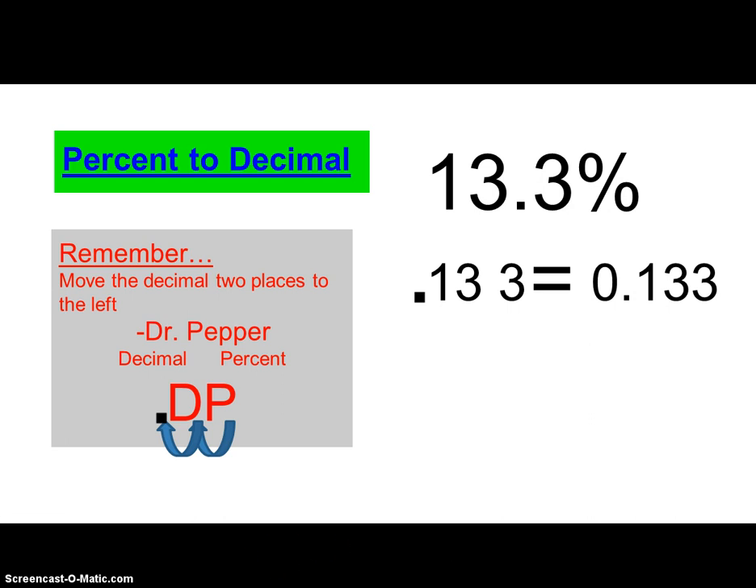Every time you have a percent and you need to get to a decimal, you always move the decimal point 2 places to the left. If you have any empty spaces, fill that space with a 0.